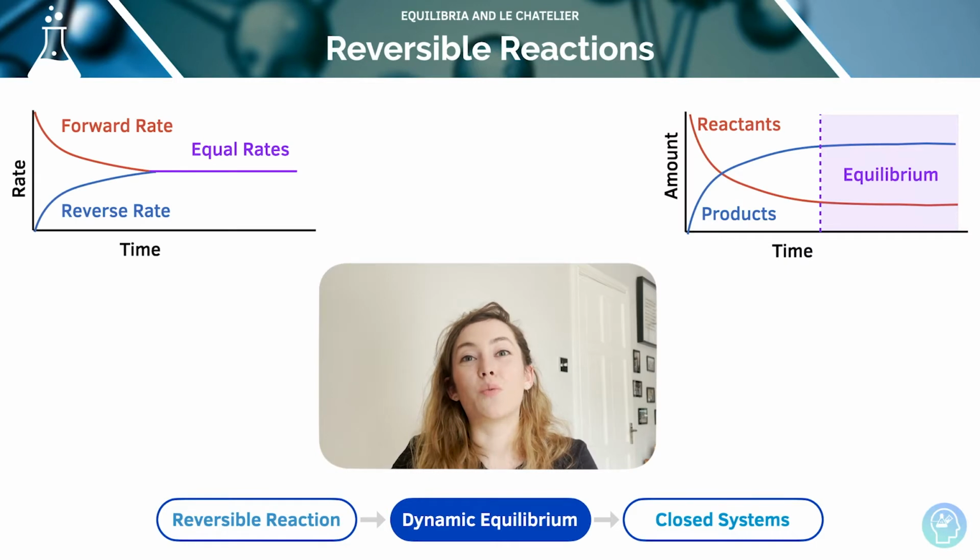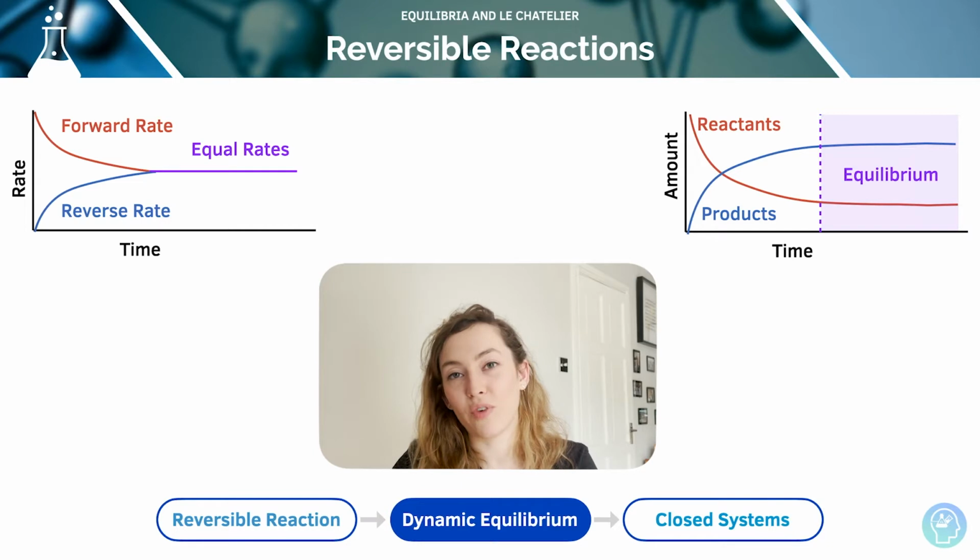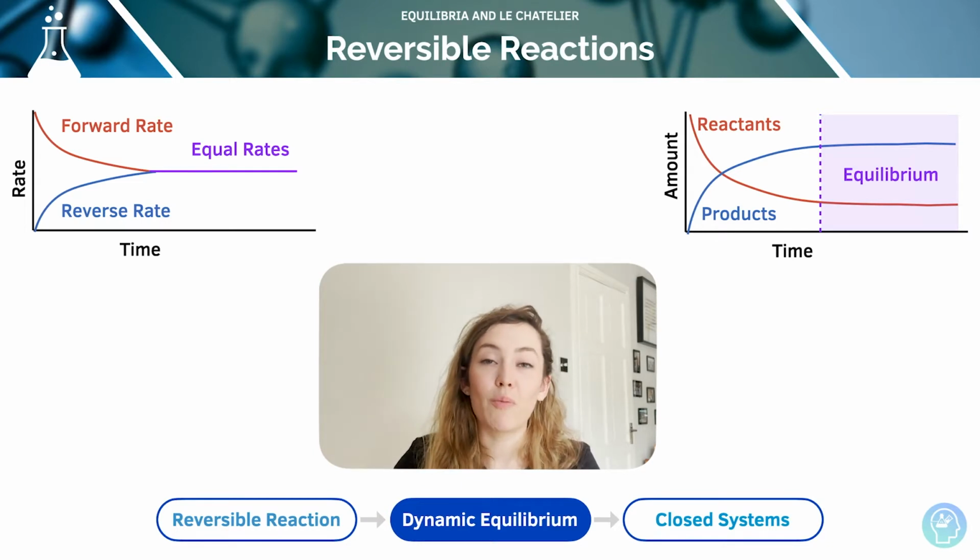We need to understand what a dynamic equilibrium is. This is when the forward reaction is happening at the same rate as the backwards reaction, so the concentration of both the reactants and the products remain constant. That does not mean the amount of them is the same.